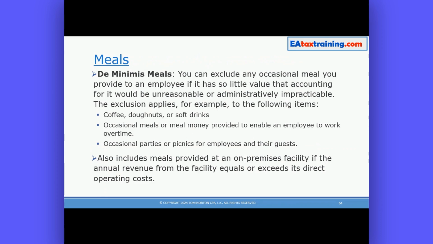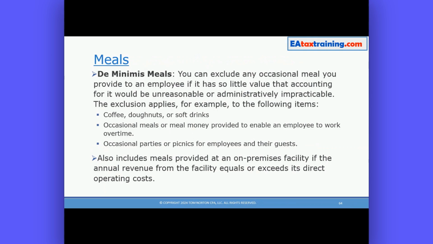Occasional meals or meal money provided to enable an employee to work overtime. So, hey, look, we know you're having to work late tonight, so we're going to provide you a meal. If you're a tax person, during tax season, you work for, say, an accounting firm, this might apply to you. They might say, hey, it's tax season, you're working late, we're going to order pizza for everybody, or we're going to order sandwiches for everybody, or whatever. Those type of meals can be excluded from your income.